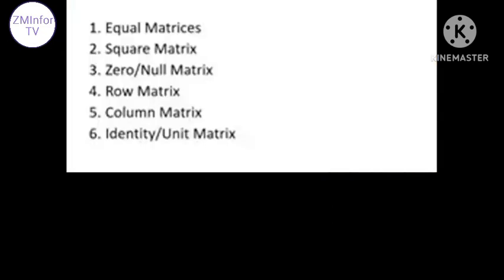Then we have types of matrices. It is of great importance to note that these are not the only types of matrices we have, but for the purpose of this lesson, we are going to consider only 6 types of matrices, namely: 1, equal matrices, 2, square matrix, 3, zero or null matrix, 4, row matrix, 5, column matrix, and 6, identity or unit matrix.